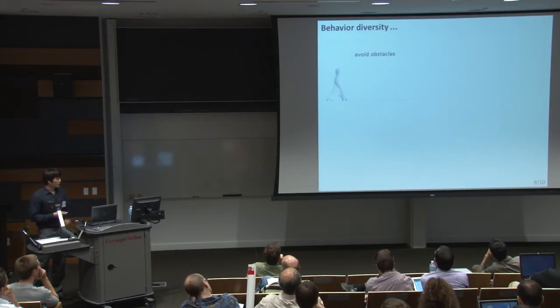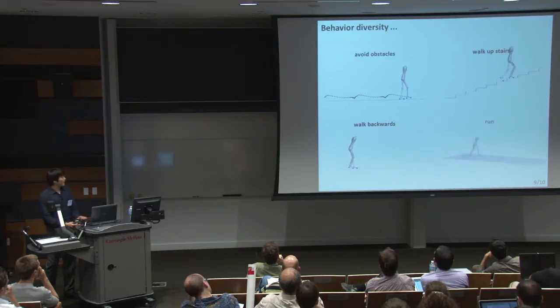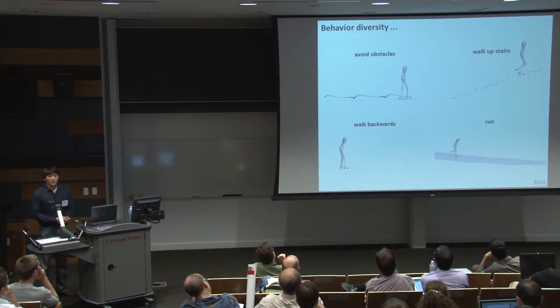In the future, we are interested in generating diverse behaviors. For example, avoiding obstacles, walking upstairs, walking backwards, and running. We aim for a controller that can generate diverse behaviors and make transition between all the behaviors.